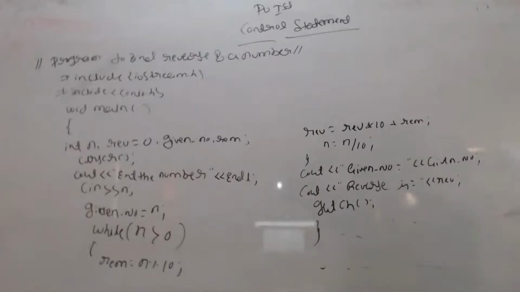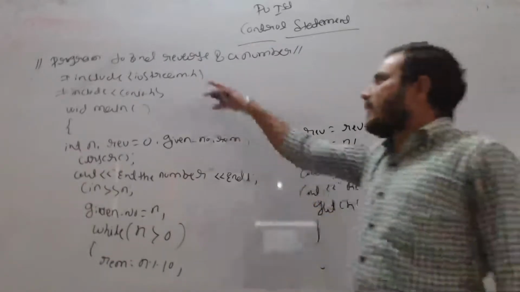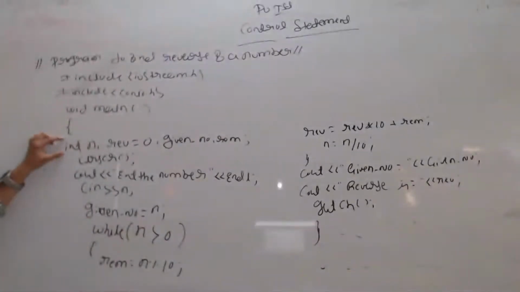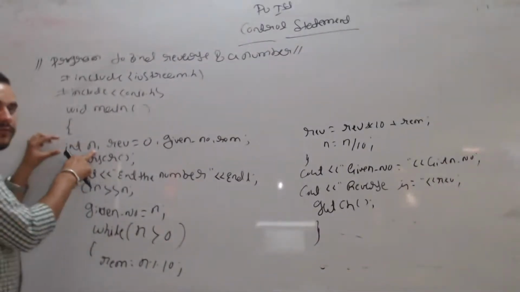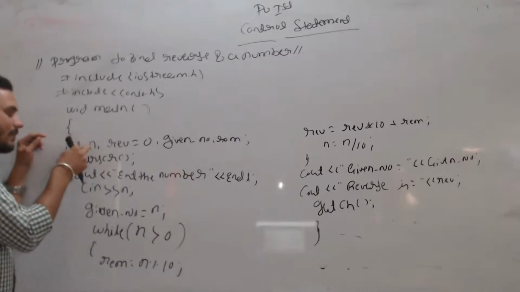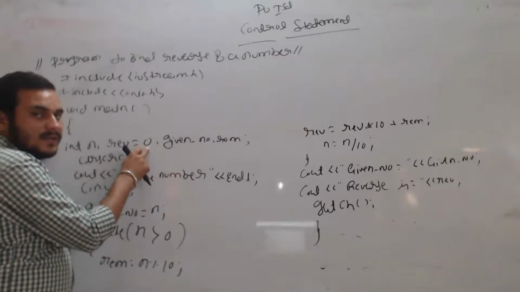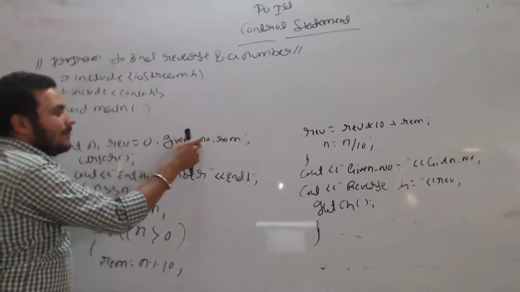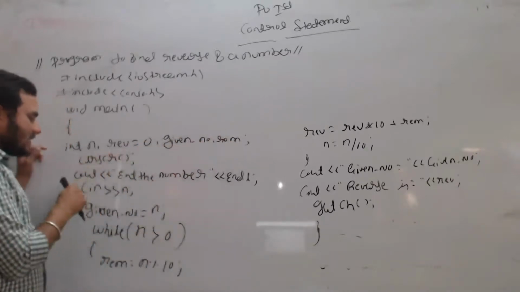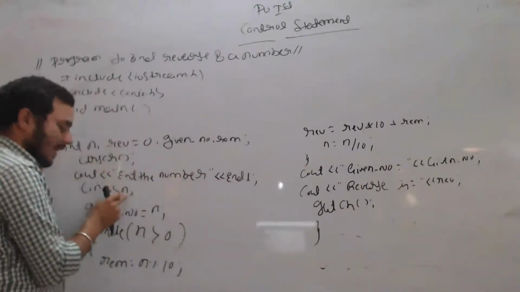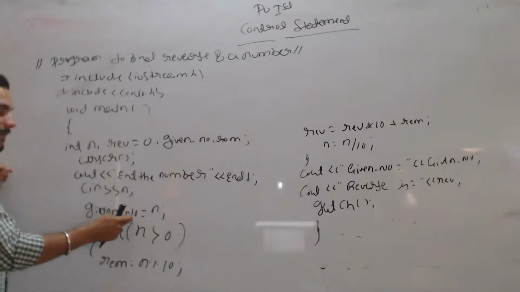Program to find reverse of a number. So include the header file and declaring while your program starts, reading some int n. Int n means the number should be integer type. Reverse is equal to 0, right? Given number remains. Clear the screen. cout, enter the number. So the number will be entered. cin n, data given. So given number is equal to number.